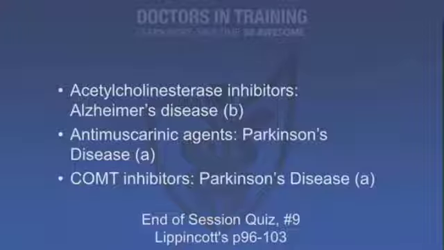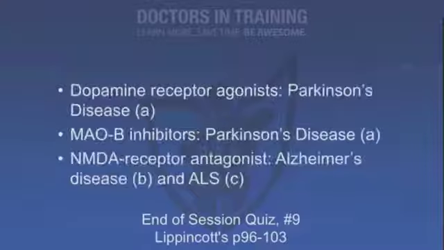Next, match the drug classes below with the disease they treat. Acetylcholinesterase inhibitors are going to treat B, Alzheimer's disease. Antimuscarinic agents, A, Parkinson's. COMT inhibitors, A, Parkinson's. Dopamine receptor agonists, again Parkinson's. MAO-B inhibitors, Parkinson's. And then the NMDA receptor antagonists, that's going to be Alzheimer's disease and ALS.